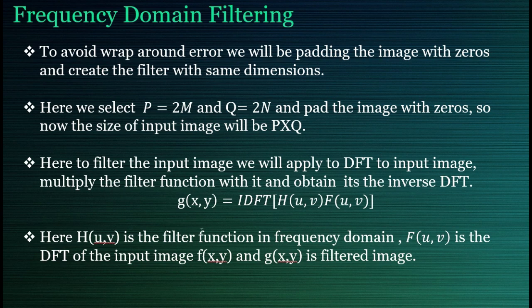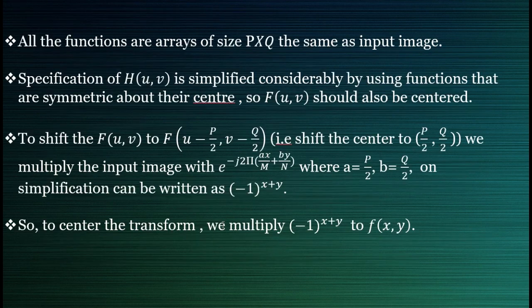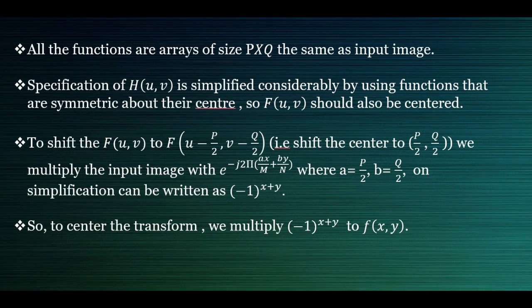Here, to filter the input image, we will apply the DFT to the input image and multiply the frequency response of the filter to the image, and we will apply IDFT to the response, and we will be getting the filtered image. All the functions are arrays of size P times Q, the same as the input image. Specification of the filter function is simplified by using functions that are symmetric about their center. So F(u,v) should also be centered.